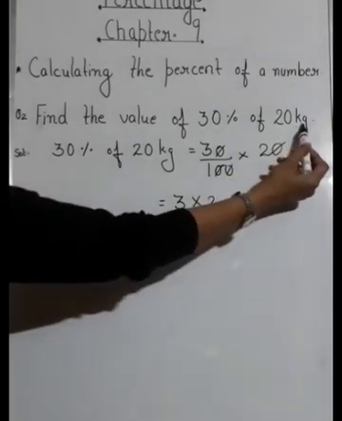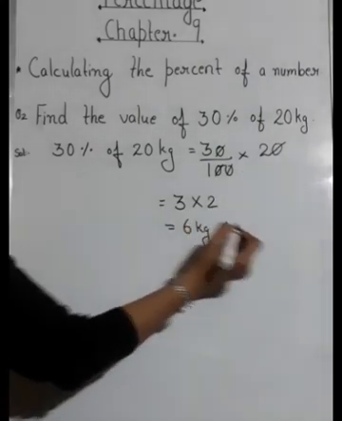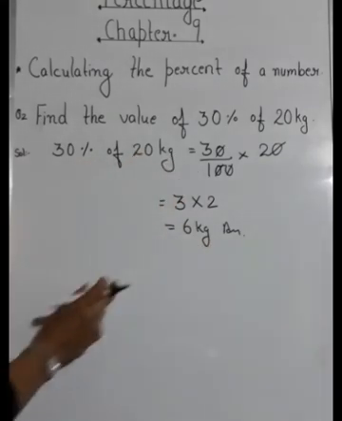Now in the question they have given you a unit, kg. So don't forget to put the unit and this will be your answer. It means 30% of 20 kg is 6 kg. Clear?